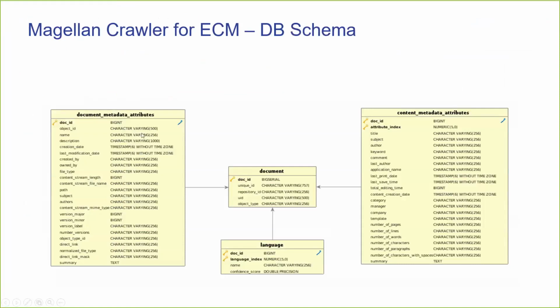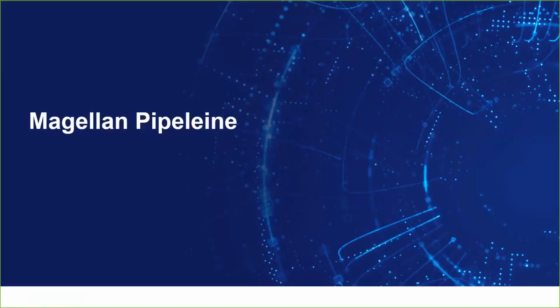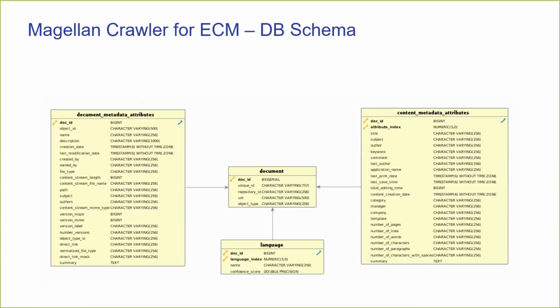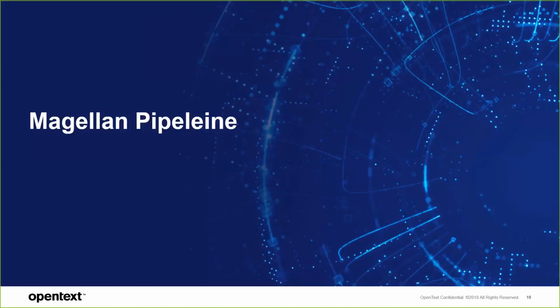So for the ECM crawlers, based on the document, we store other stuff. We have the document metadata, like who owned it, the file type, authors, number of websites, but we also have metadata attributes that we can add to that, like the number of words and number of characters. So there are different types of attributes that we also store in the database. Any questions until now before I go into the pipeline a little bit more?